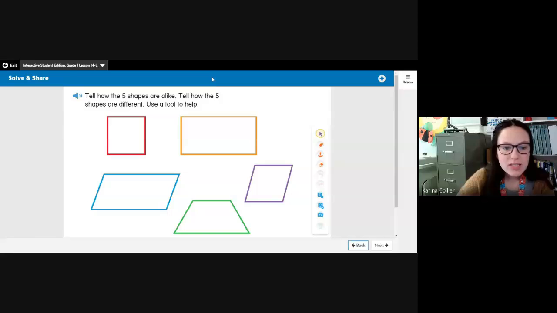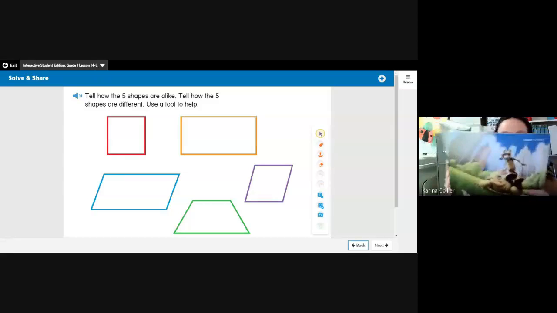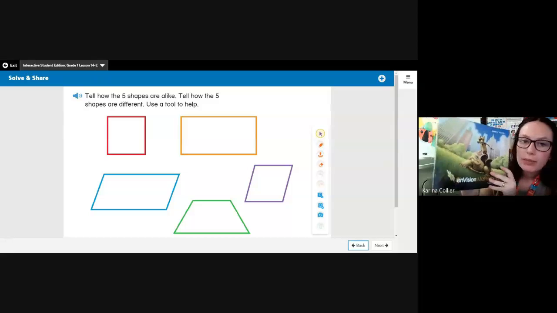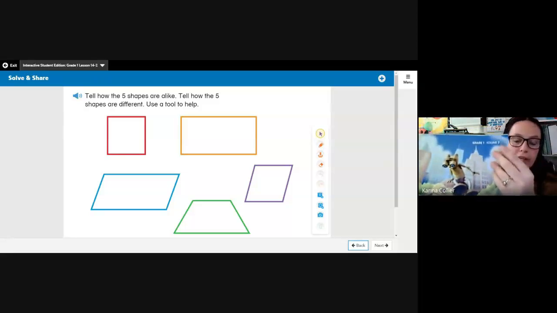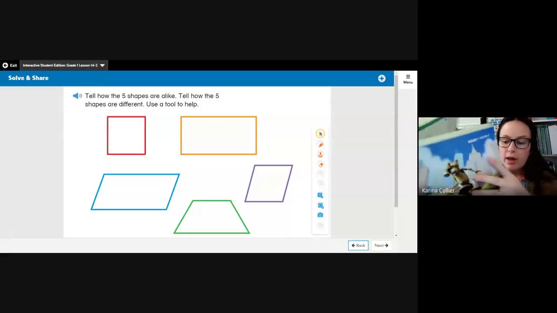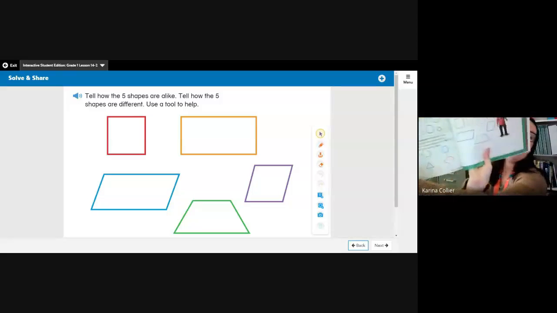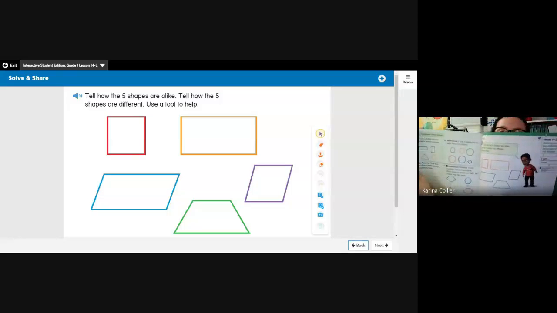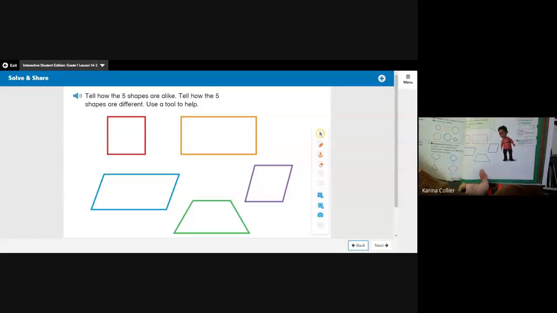Hi, boys and girls. Today we're going to be doing our second math lesson. It is topic 14, lesson 2. So for this, you need your Envisions math workbook that we used the other day. We are working out of volume 2, and we are on page 561. So you should be on this page.